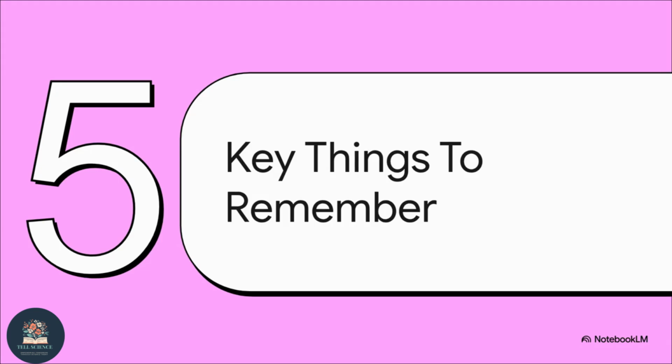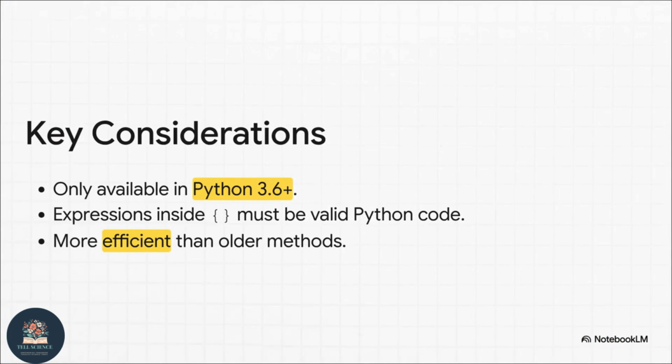All right, before we wrap this up, let's just quickly go over a few key things you absolutely have to remember when you start using f-strings in your own projects. First, and this is a big one, this is a Python 3.6 and up feature. It just won't work on older versions. Second, remember, anything you stick inside those curly braces has to be real, valid Python code that produces a result. And finally, here's a fantastic bonus. F-strings are actually more efficient and faster than the old .format method and the % style formatting.